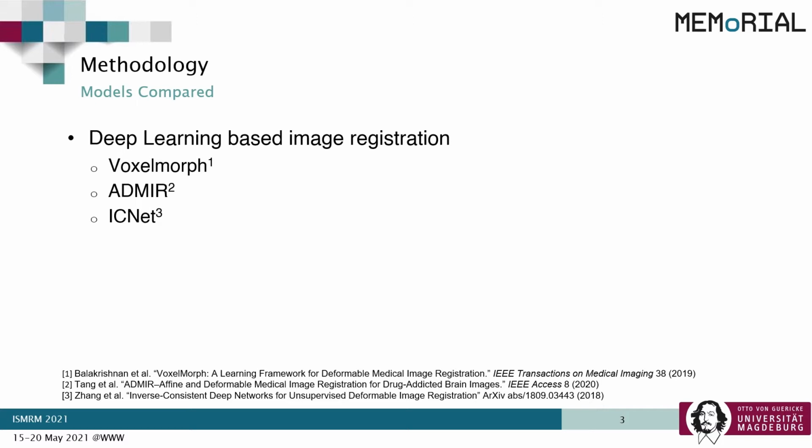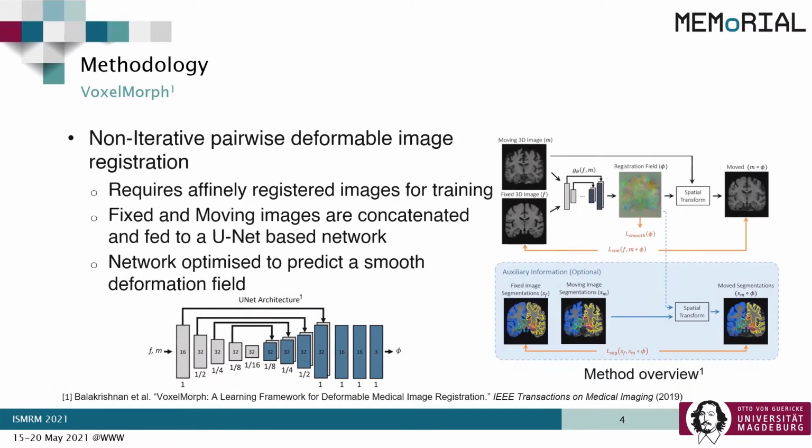Now let's have a closer look at these methods. VoxelMorph is a non-iterative pairwise deformable registration technique which requires finely registered images for training. Fixed and moving images are concatenated and provided to a U-Net model. The network is optimized to predict a smooth deformation field.